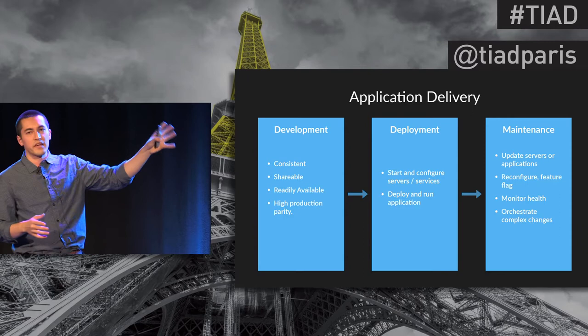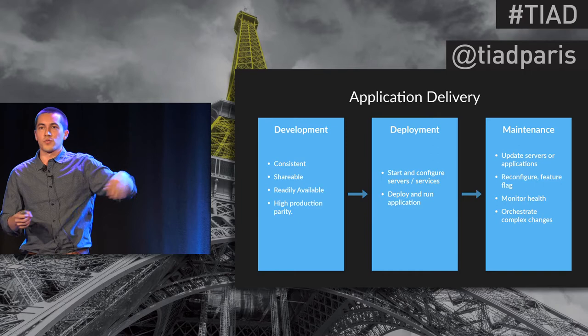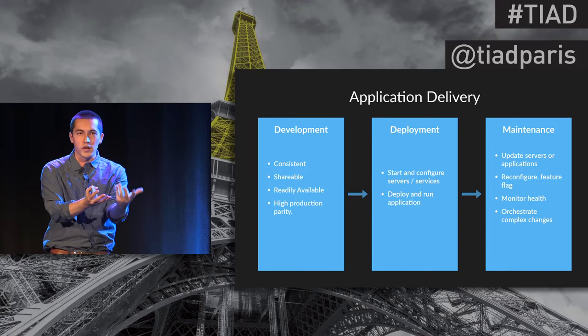There are three phases. Maybe they're one team, maybe they're separate teams. I'm not trying to say anything about that, but there are three phases. You start in development. There are some properties you want in development. You do deployment, which requires you to bring up servers or containers or VMs or anything, to build something that could run your code and probably compile your code and things like that.